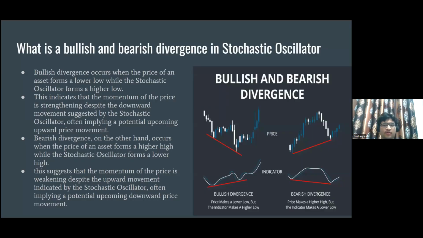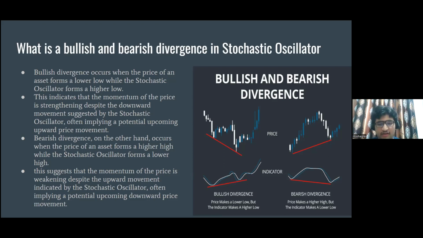Now, coming on to another important part of the stochastic oscillator: what are bullish and bearish divergence in the stochastic oscillator? A bullish divergence occurs when the price of an asset or stock forms a lower low while the stochastic oscillator is forming a higher low. As you can see in the graph, the important part here is that the momentum of the price is strengthening.